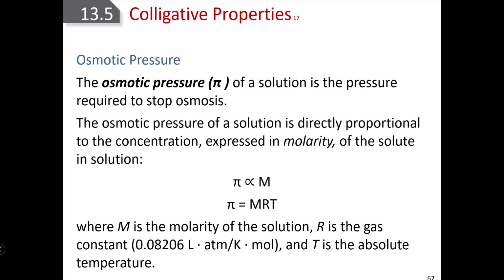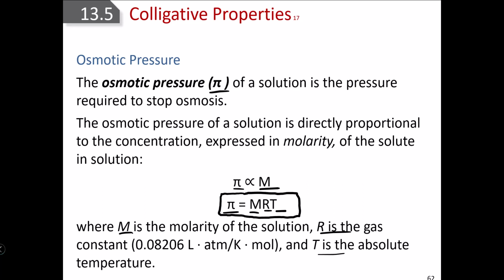So osmotic pressure, its symbol is pi, and pi is proportional to the molarity. Osmotic pressure is equal to the molarity times R, the gas constant, times T, the absolute temperature. It's got to be in Kelvin. So R is the gas constant, T is the absolute temperature, and M is the molarity. You need to memorize that equation. You'll have it memorized after you do the assignments.